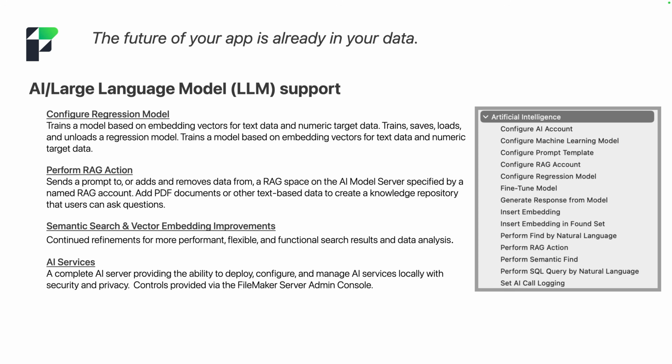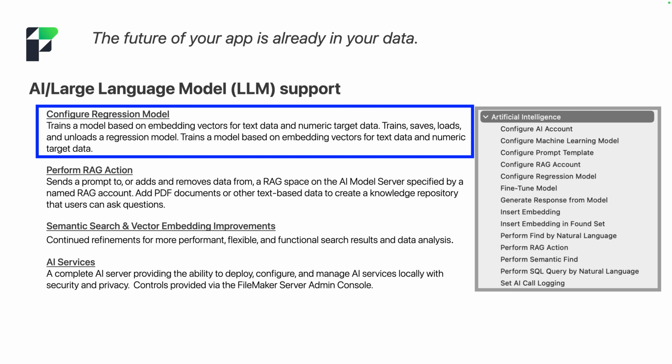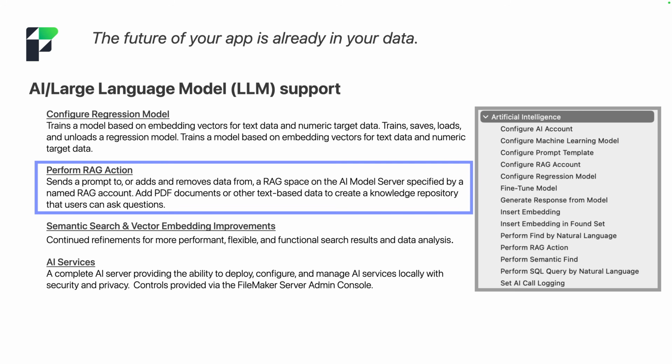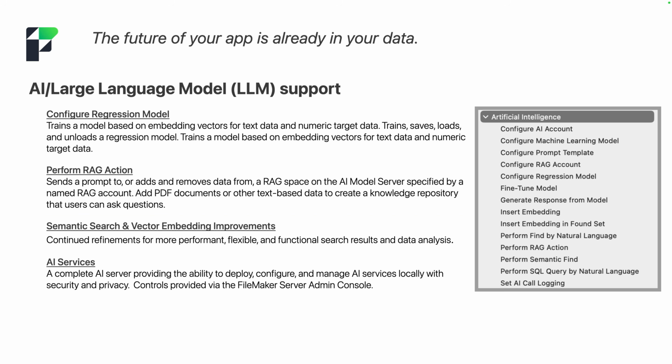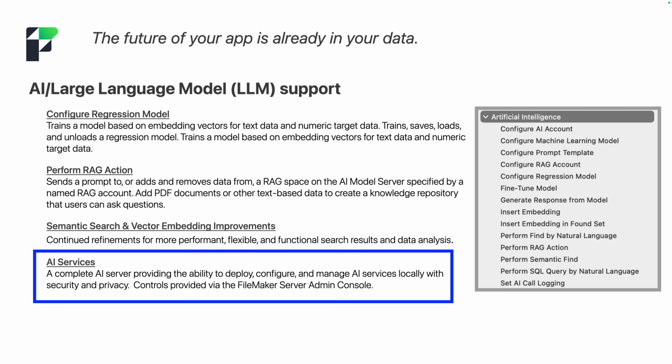Besides the script steps that we already took a look at, there are other script steps that support other types of AI integration, also with large language models. We now have the option to address AI with regression, AI with RAG, which is Retrieval Augmented Generation, and continued improvements on something we've had in the previous version known as semantic search. And finally, we have improvements on FileMaker Server, allowing you easier deployment with local AI for those mandated to have additional security and privacy. These new features are found in the FileMaker Server Admin Console.